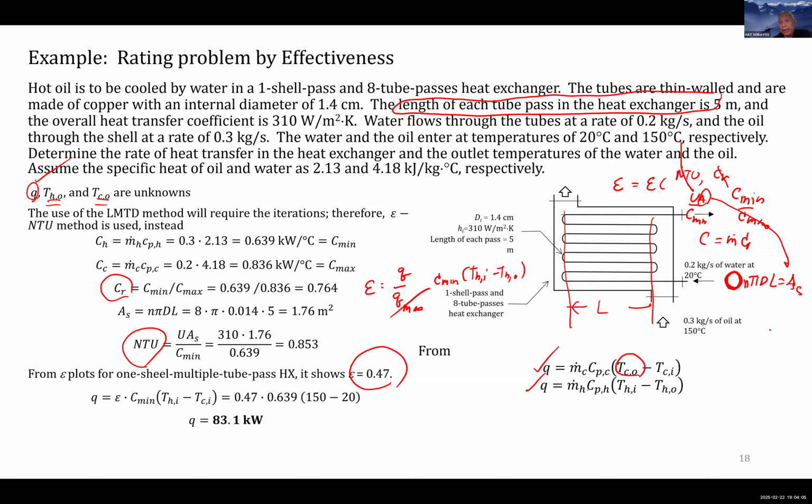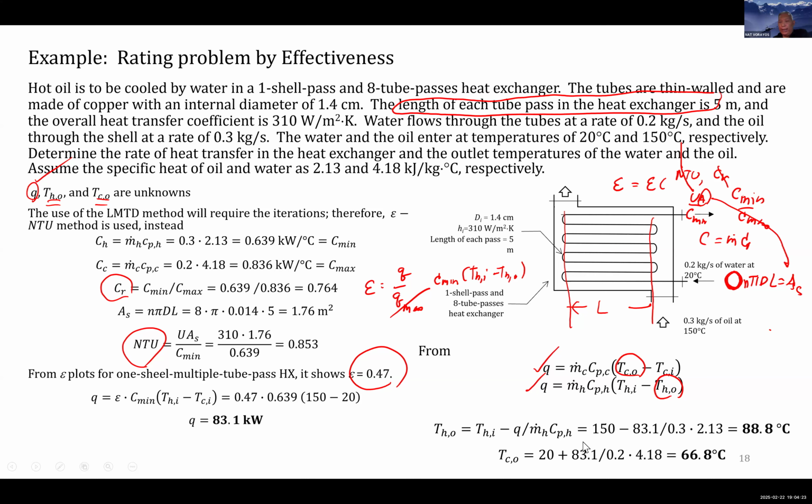Q is already known. You can find the THO, providing that THI, M.H, CPH are given by this problem. And they did give you those. Okay. So rearrange this equation to find the THO, rearrange this equation again to find the TCO. Now you're going to have the exit temperature of our two.